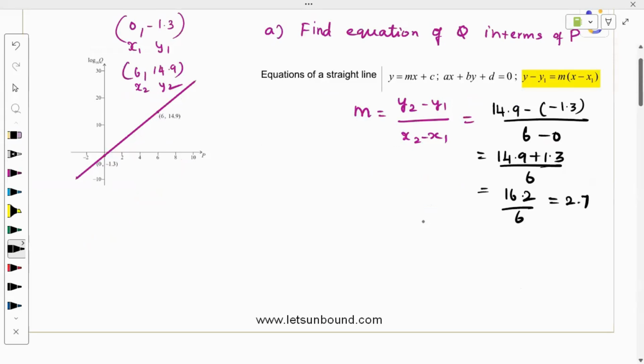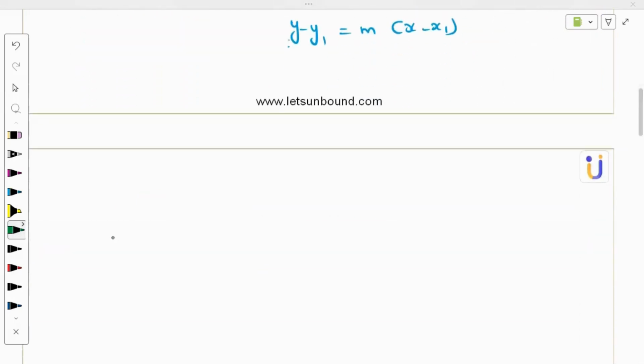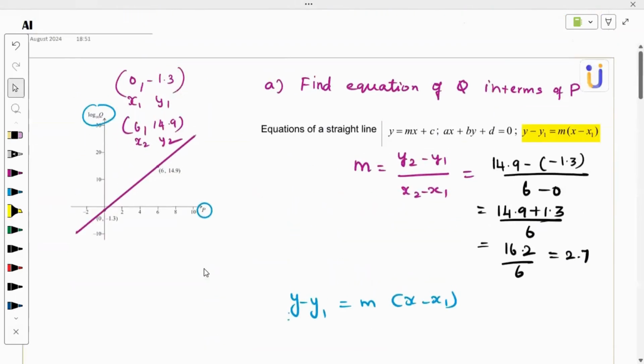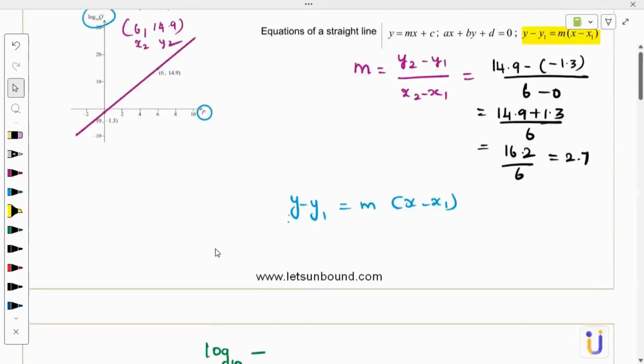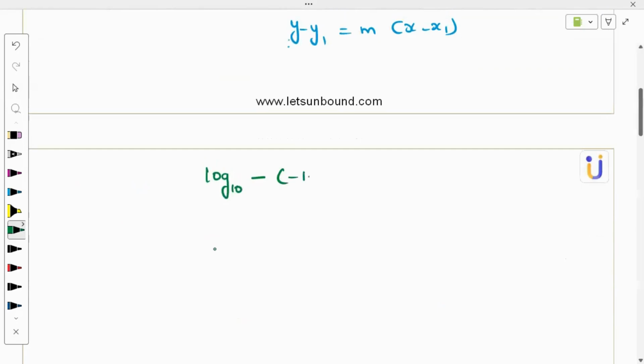The simplified version. Now, y minus y1 is equal to m into x minus x1. This is the general form, but here the x-axis is denoted as p and the y-axis means log 10q, right? So let's write in place of y, log 10q. So the formula we need to just refine in this way. Minus what is your y1? My y1 is negative 1.3. So it will go like this.